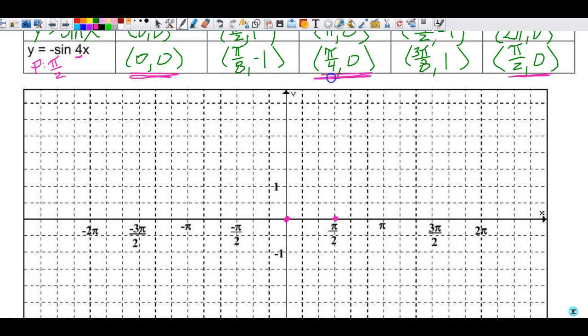Now I go to the one in the middle, that's pi fourths. It has to be in the middle of these two, so bam, that's right there at 0. Then this pi eighths is halfway between 0 and pi fourths. So halfway between that would be right about there, and that's at -1. And then halfway between these would be right here, and that's at 1. So there is my 1 cycle.